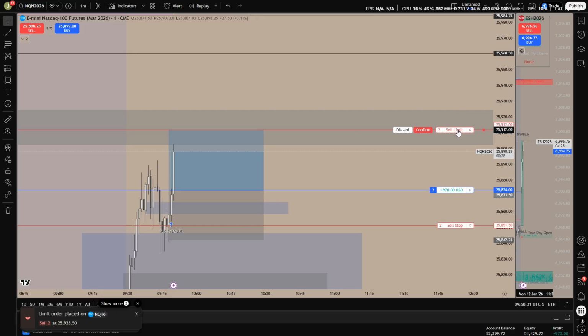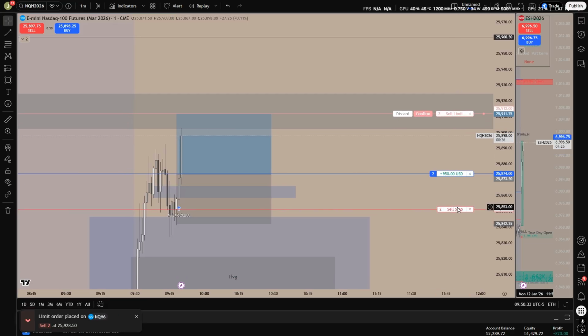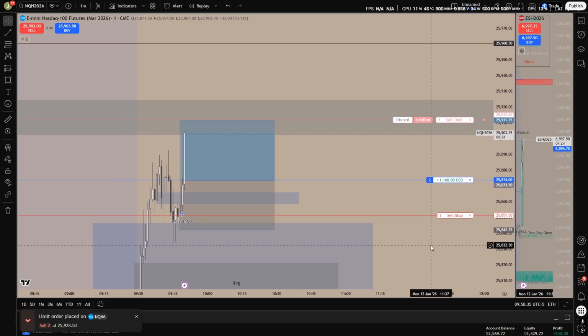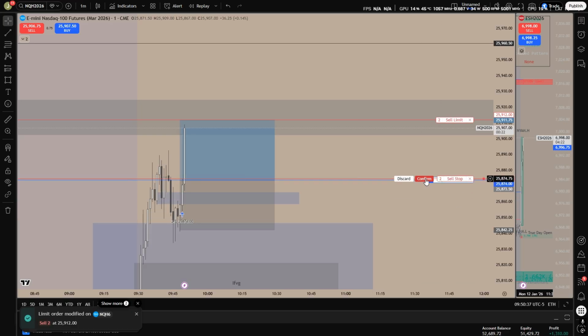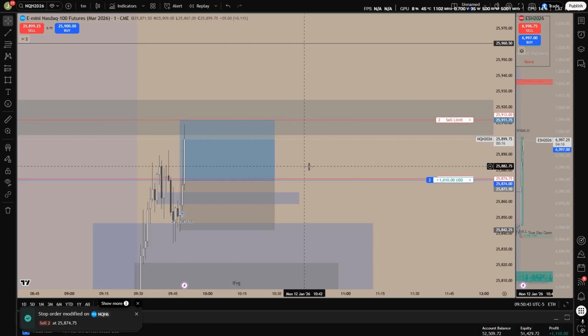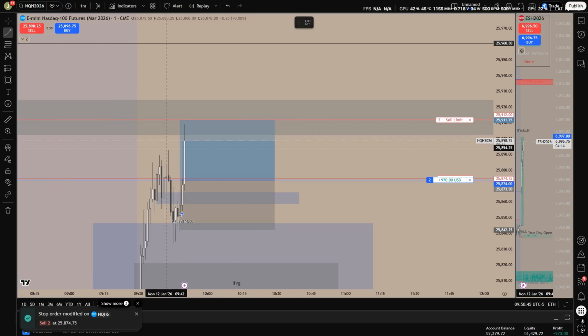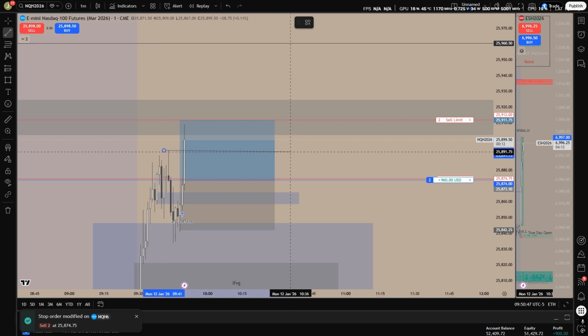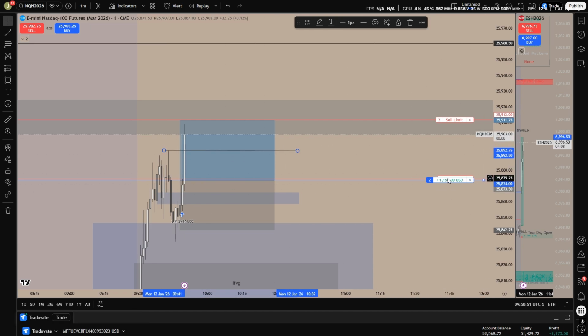So I'm gonna put my take profit here. Now I move my stops to break even. This is a risk free trade. Oh my god, this is a very good trade, man. We came up and we swept these highs here. So what I did was I moved my stop loss to break even. This is a risk free trade. If this came down on me right now, I would not lose money on this trade.